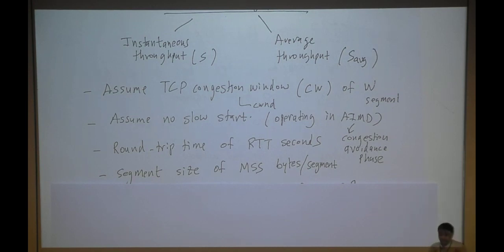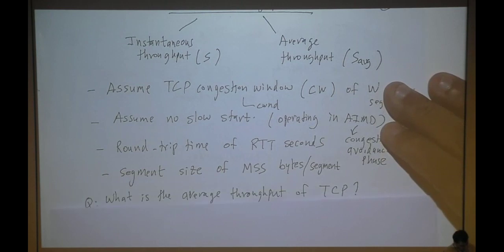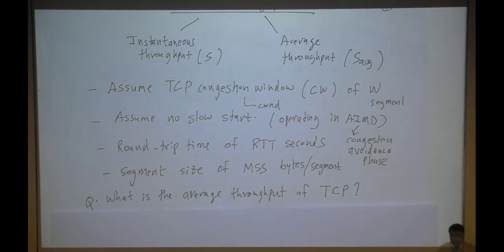So now I know, right? If I have a segment size, if I have W segments, then how many bytes are in the W segments? Yeah, W times MSS. Okay, and so the question we want to answer is, under these conditions, what is the average throughput of TCP? So I'm interested in the average now. So somewhat of a long-term average. Okay?